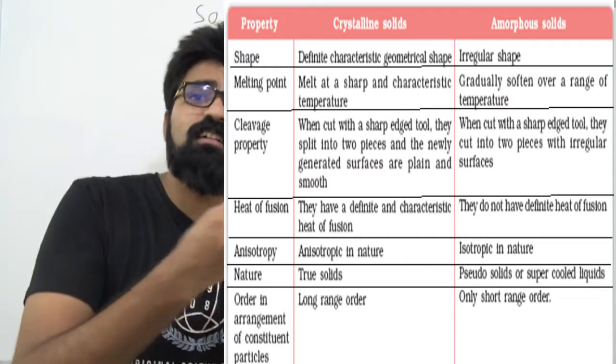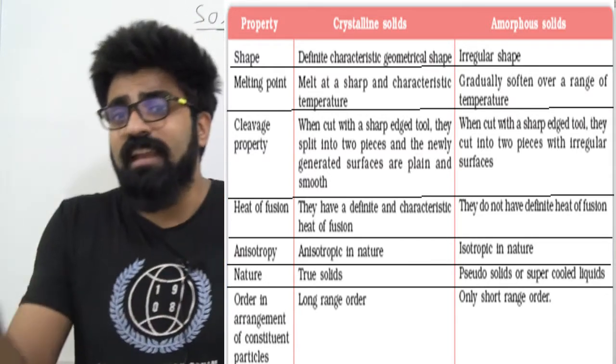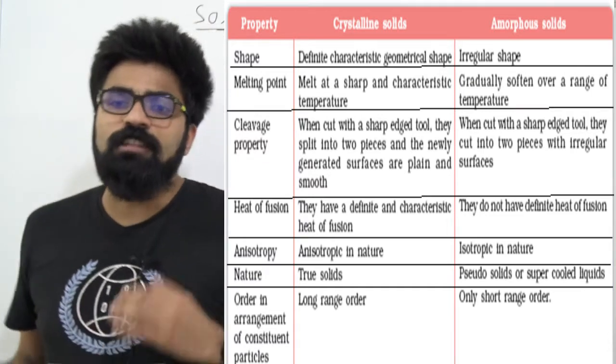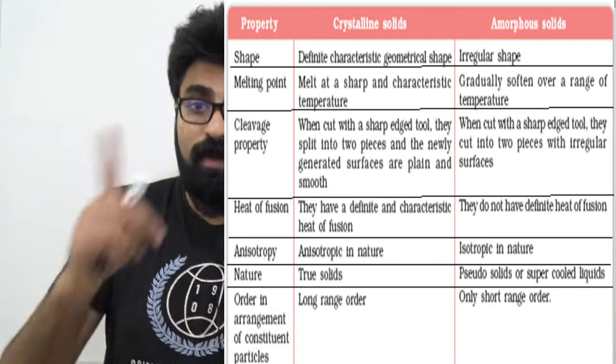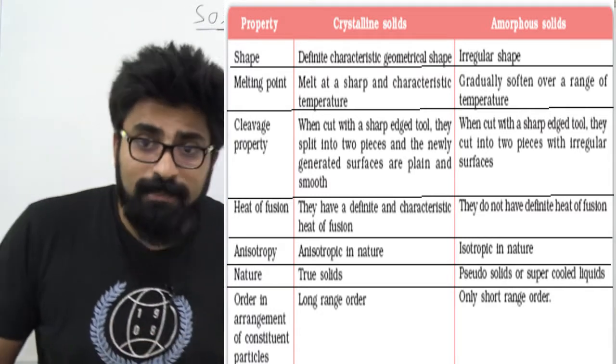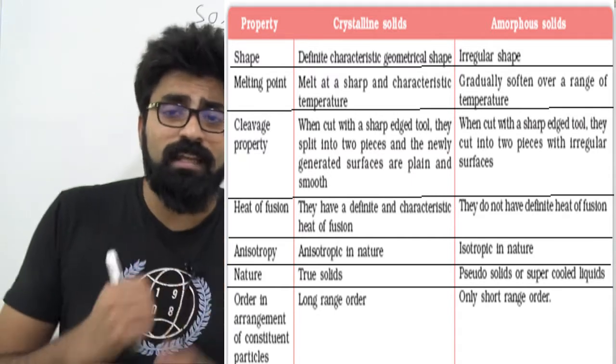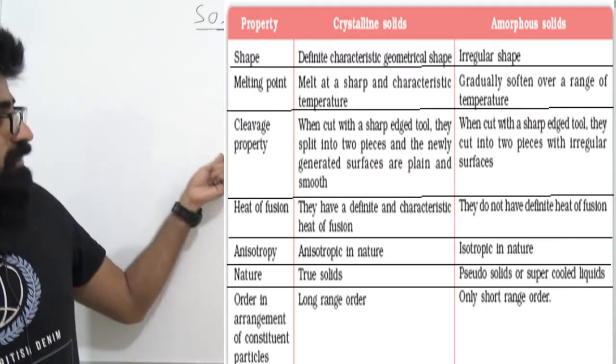I'm just taking rough examples, right? So I'm giving you the range. I'm not giving you the sharp point. I'm just giving you the range. And what is the reason for that? Irregular arrangement. Very good. So 2 points we understood, right? Now the third point that we can see is the cleavage property.